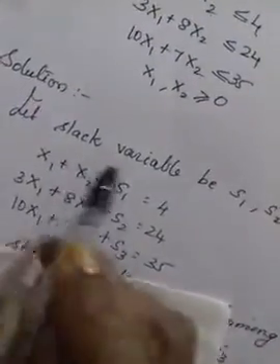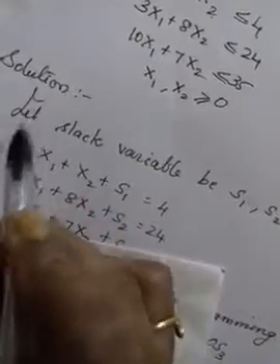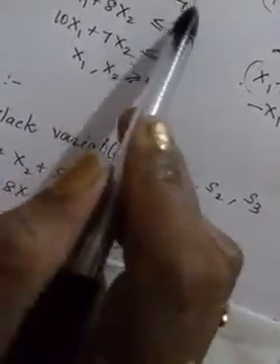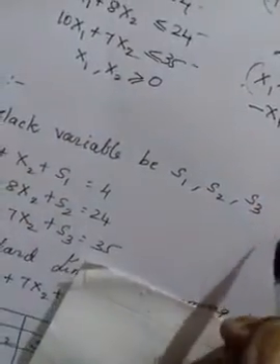Okay, this is the solution. Let the slack variables be S1, S2 and S3, because there are 3 equations with inequality signs. So for 3 equations we have to take 3 slack variables. If it is 2, we take 2 slack variables. If it is 4 equations, then you have to introduce S4.